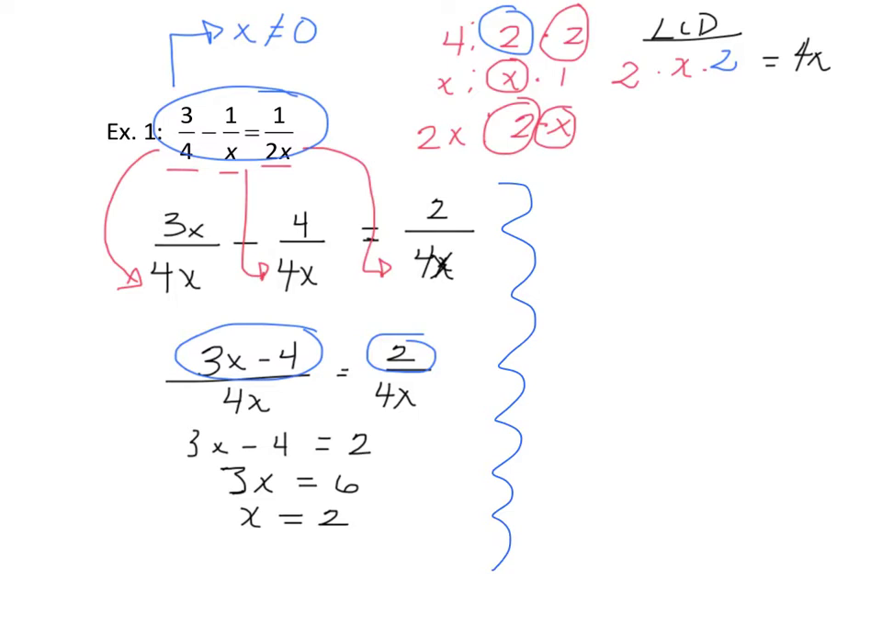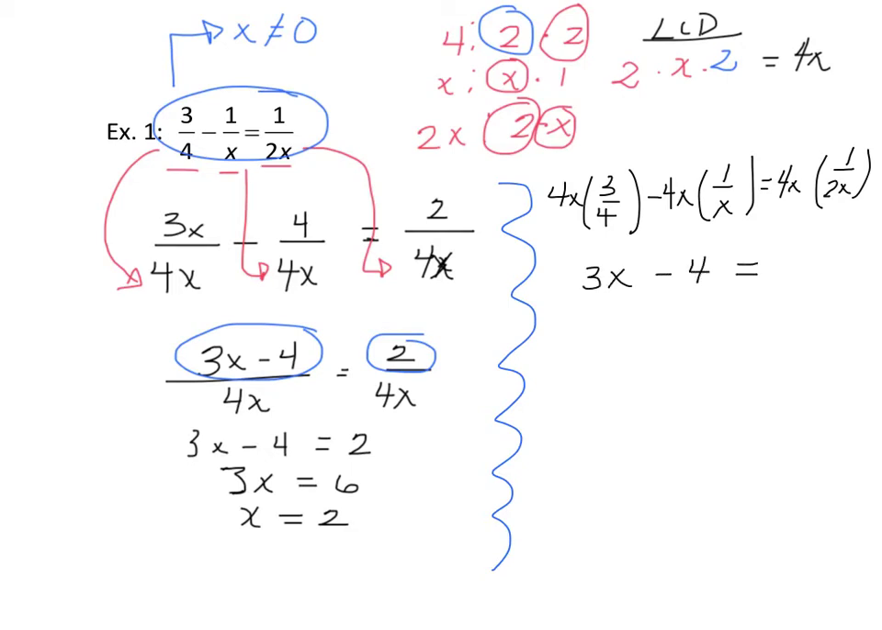That will look like 4x times 3 over 4, minus 4x times 1 over x, equals 4x times 1 over 2x. And when I multiply each term by the LCD, it cancels out, so to speak, the denominator. So this will look like 3x minus 4 equals 2.